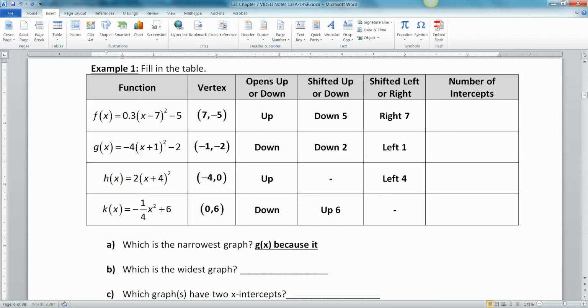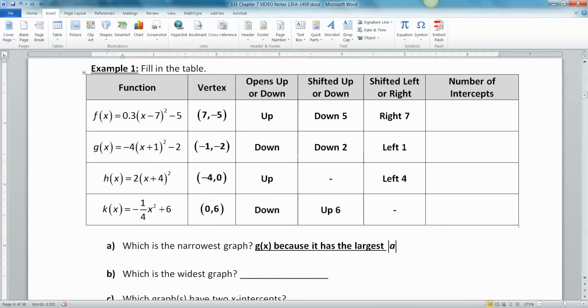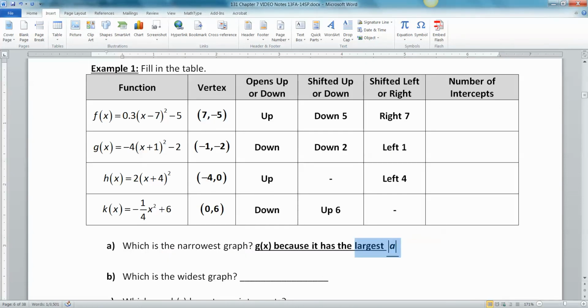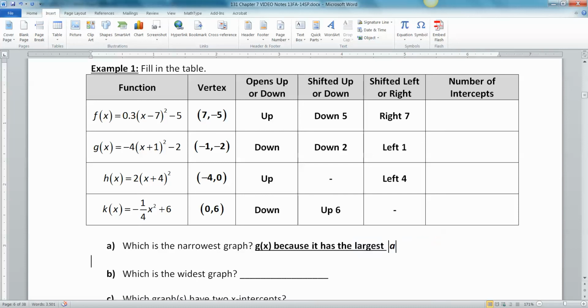Because it has the largest a value. No, it's the absolute value of a. It's irrelevant that it was a -4. All that matters is that it's the magnitude of the number, right? If you take the absolute value of it, then it's the largest.